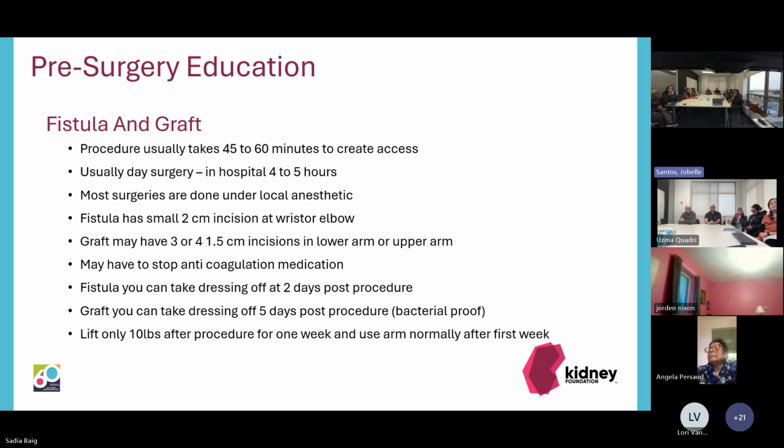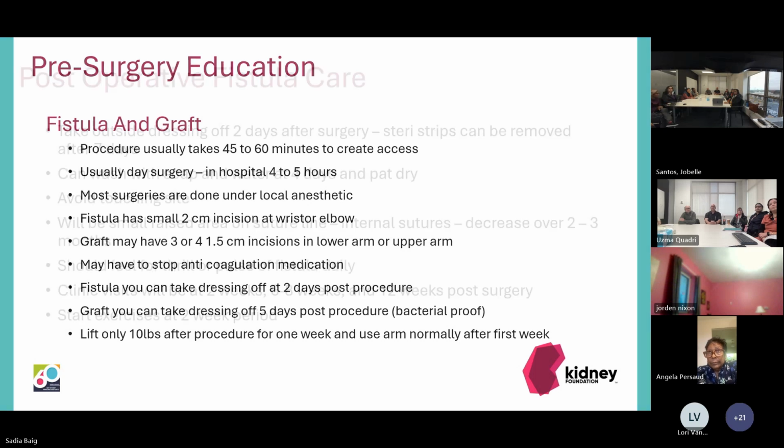Okay. You can use the arm for about a week, with a 10 pound weight limit, so you can use it. It's not like you can't use your computer and that stuff the day after surgery, and then you can go back to using the arm normally after the first week. Next slide, please.